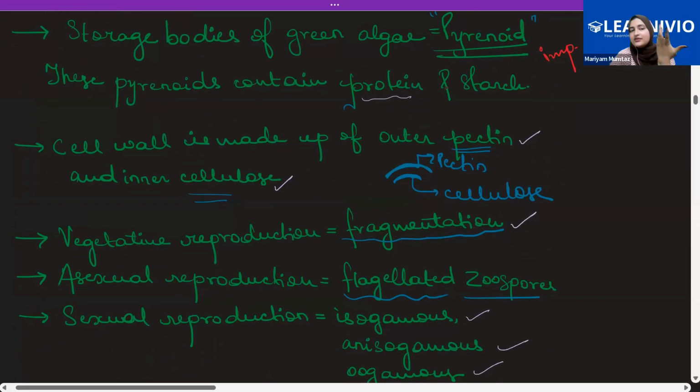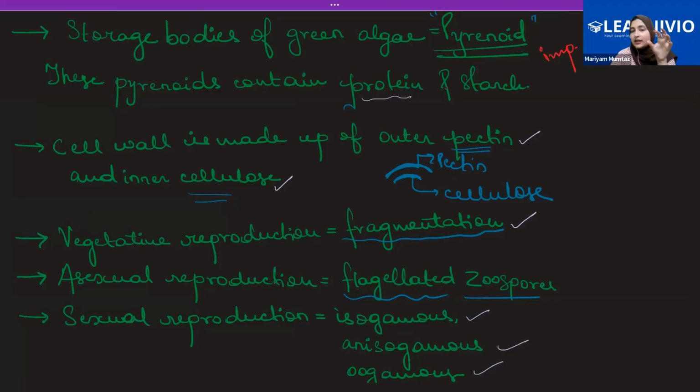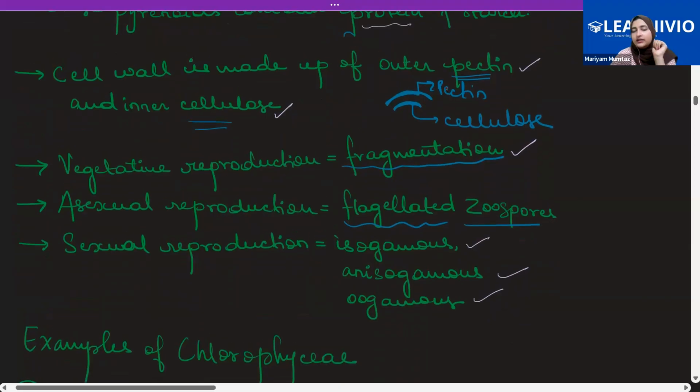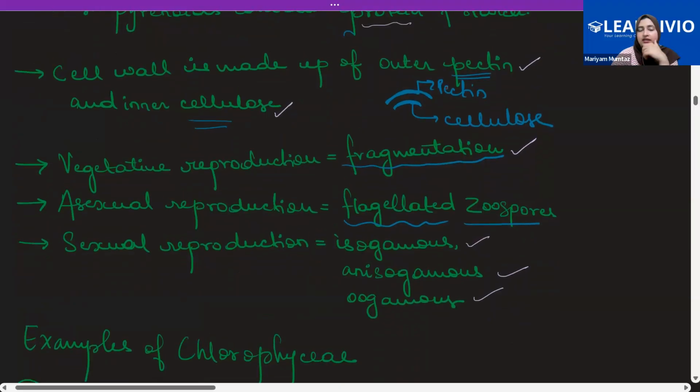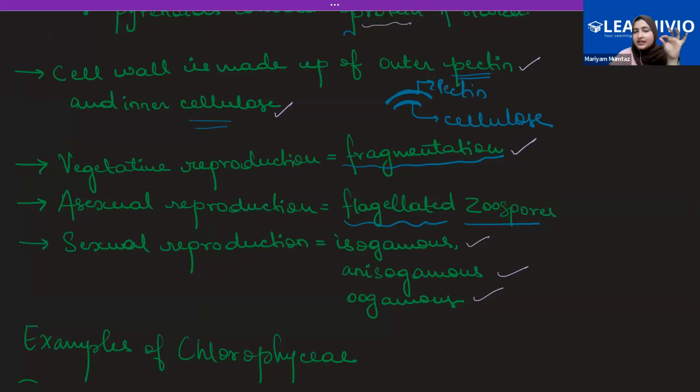Now, since they are plants, obviously they have a cell wall. The cell wall is of two layers. The outer one is made up of pectin and the inner is of cellulose. When we talk about their reproduction, vegetative reproduction takes place by fragmentation. Asexual reproduction takes place by motile zoospores, meaning zoospores that are flagellated, that have flagella present. And sexual reproduction can be of any type. It can be isogamous, anisogamous, or oogamous.